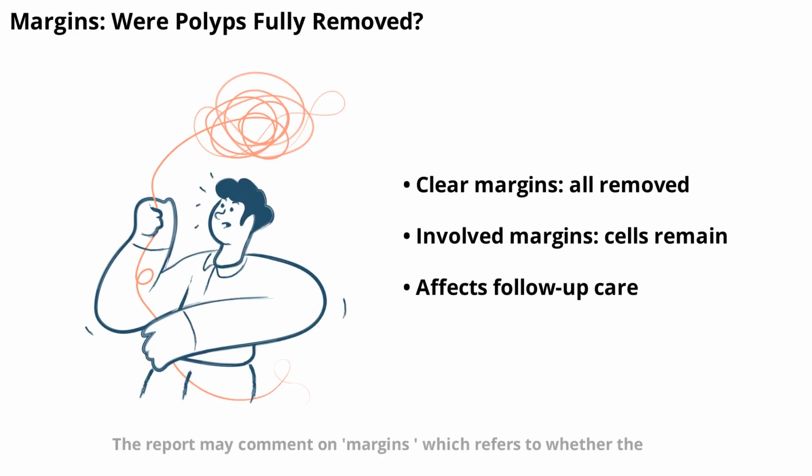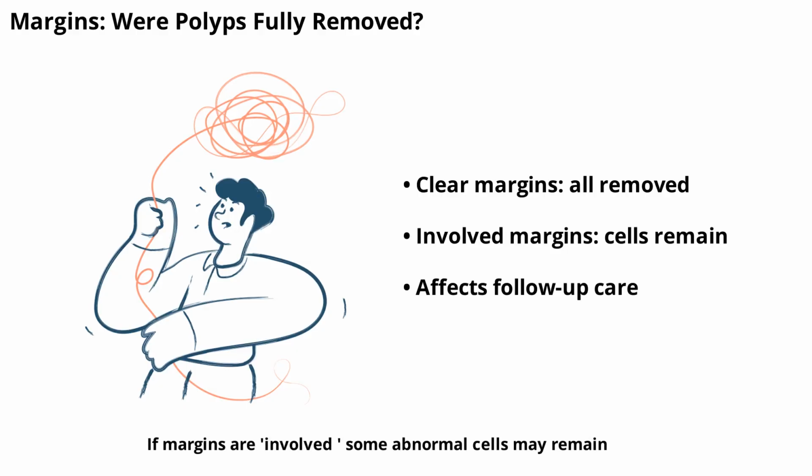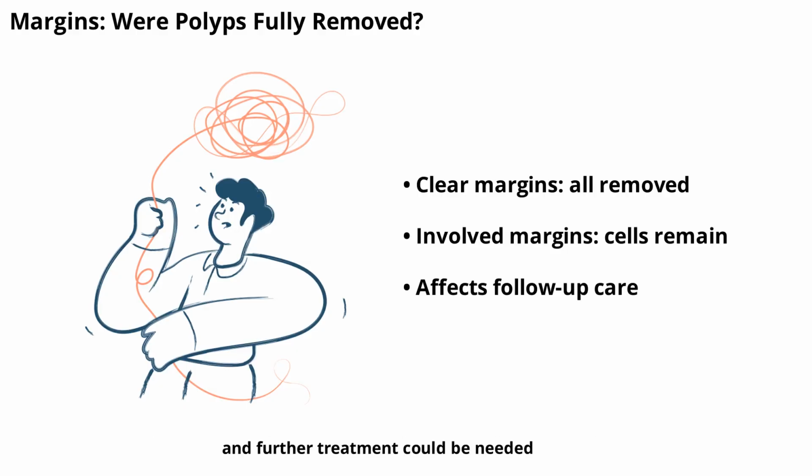The report may comment on margins, which refers to whether the entire polyp or abnormal tissue was removed. If margins are clear, it means no abnormal cells were left behind. If margins are involved, some abnormal cells may remain, and further treatment could be needed. This information is important for your follow-up care.